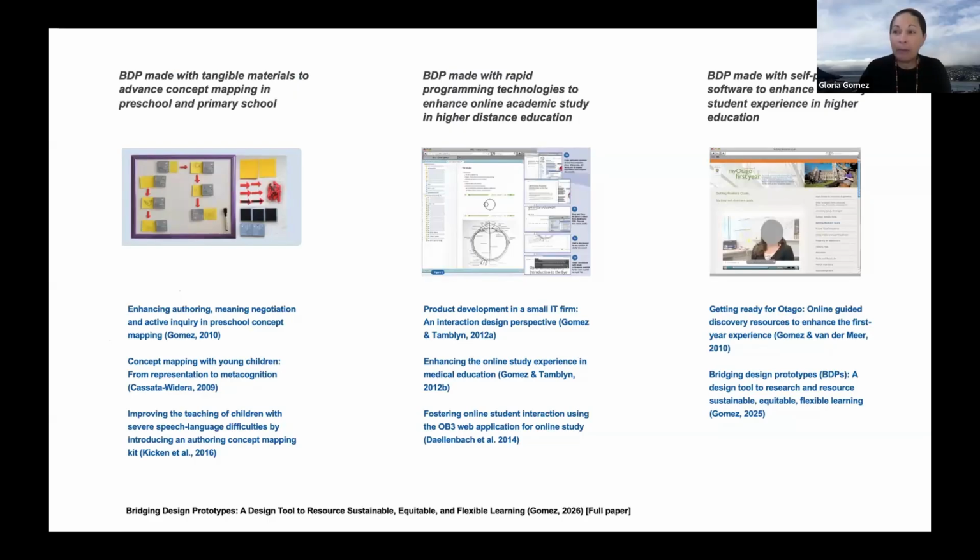BDPs have also been implemented to research and develop technology to enhance engagement in asynchronous distance education and enhance the first year experience of on-campus and off-campus university students. Some of my students have also used it in product development and innovation in other areas, but I decided to limit the examples to education in this presentation today.